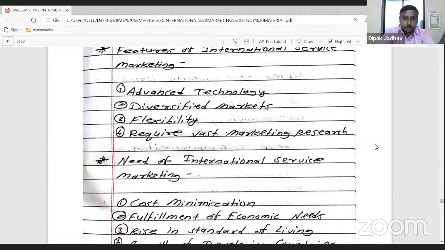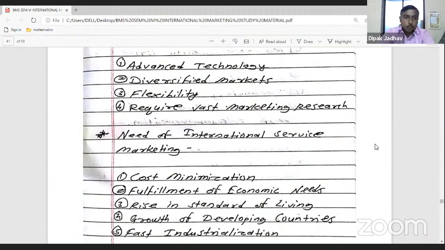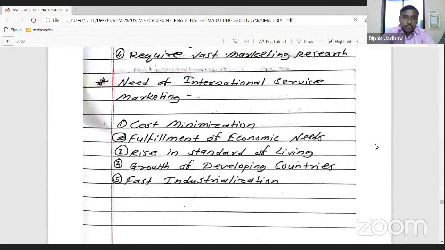Need of international marketing services. Why is it needed? First is cost minimization. We all know very well that the BPO and KPO sectors developed in particular in Pune, Gurgaon, Delhi and Bangalore. But what is the reason behind it? It is cost minimization. I would like to share one thought with you, the main basic idea behind the BPOs and KPOs.